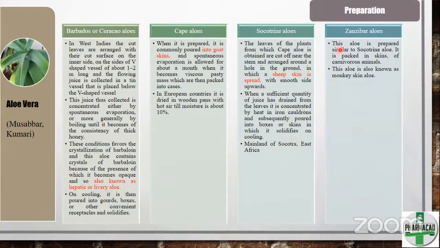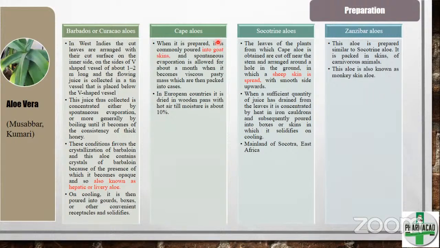Okay, what about Zanzibar aloes? Same thing, but here the aloe is also known as monkey skin aloe. Preparation is similar to that of socotrine aloe, and it is packed in skins of carnivorous animals. Okay, not in sheep skin, the preparation is probably in sheep skin, but it will be packed in the skins of carnivorous animals, like monkey skin aloe.